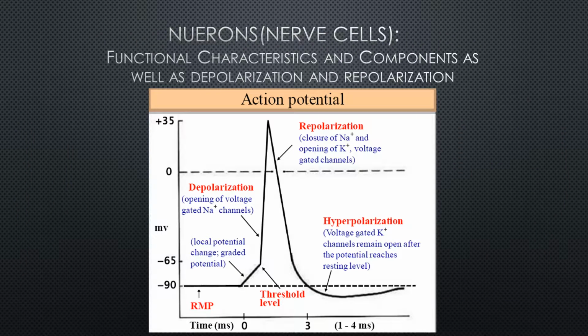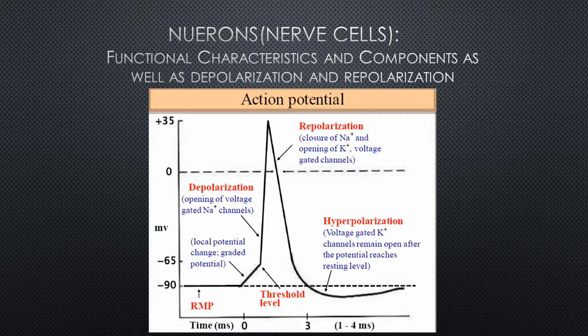Functional characteristics of a neuron include the ability to conduct impulses, which means they send messages and also repolarize and depolarize a neuron. A neuron is also amitotic, which means the neuron can't divide. The neuron also has a high metabolic rate, which means that it needs oxygen and glucose to function.